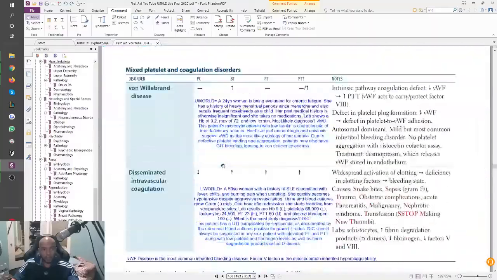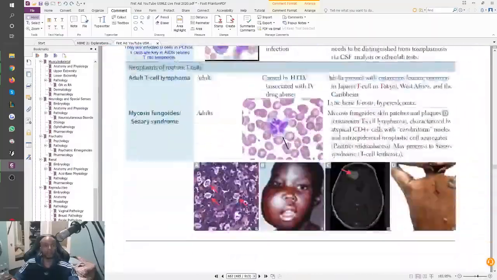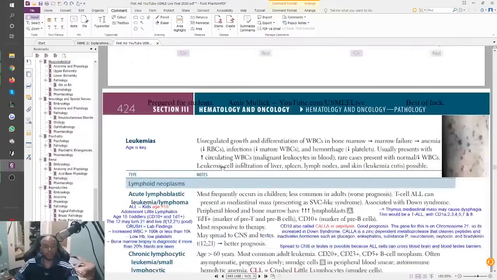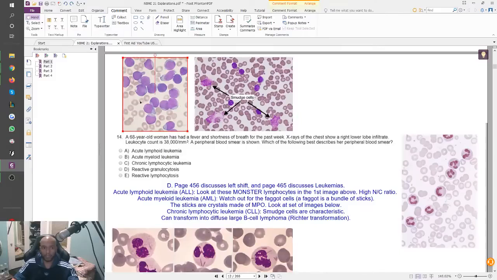The page numbers have shifted a little after I added more pages in. Right here. These are your leukemias, okay, right? So ALL occurs in kids, adolescent little leukemics. You're going to see many lymphoblasts, right? Lymphoblasts, and that's what we're seeing right here. This is answer choice A.